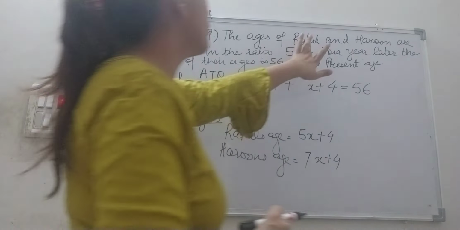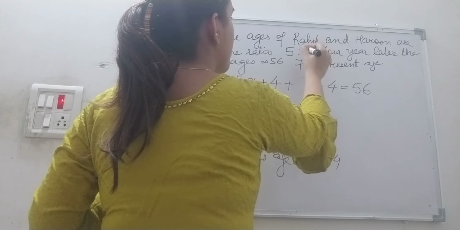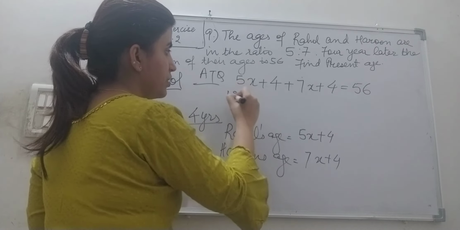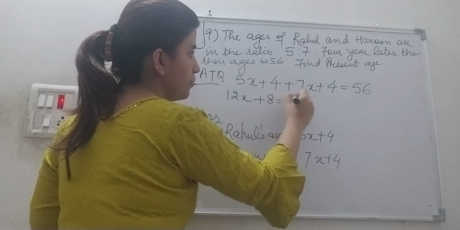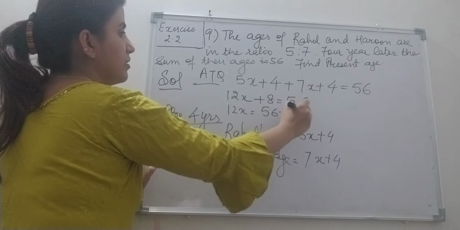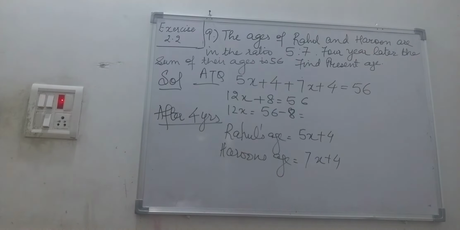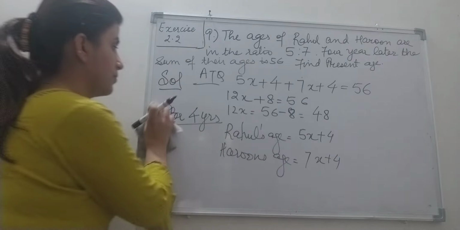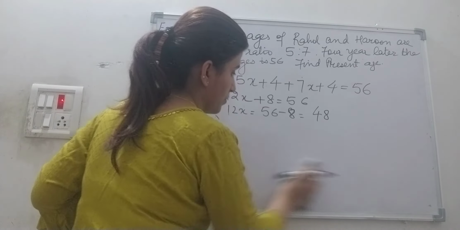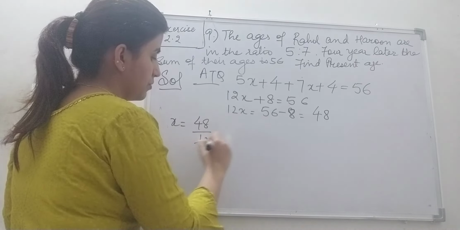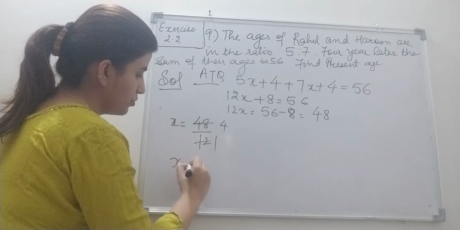Question is 5:7, so 5x and 7x. It makes 12x plus 8 equals 56. 12x equals 56 minus 8, that is equal to 48. Now x equals 48 upon 12, so x equals 4.